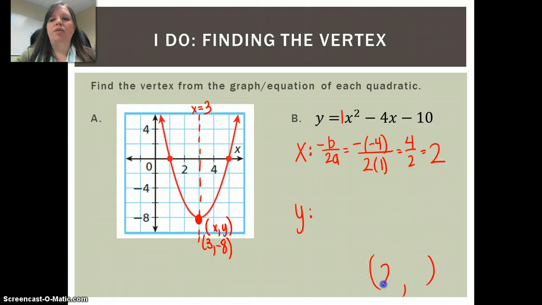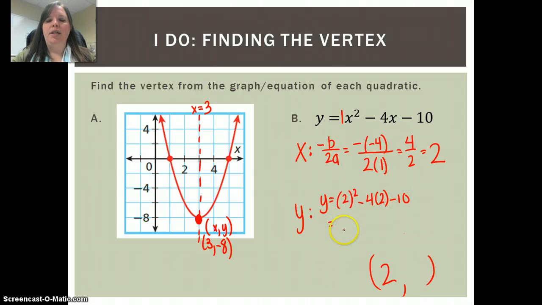So my point is (2, ...), and to find that y value, I'm just going to take that x, 2, that I now know, and plug it into the equation. Notice I'm putting parentheses around anywhere I plugged in. If it's a negative number, it really, really matters. But 2 squared is 4, minus 4 times 2 is 8, minus 10. So 4 minus 8 minus 10 is negative 14.